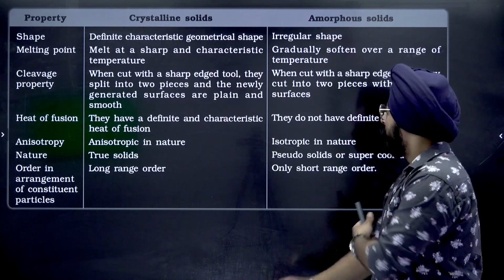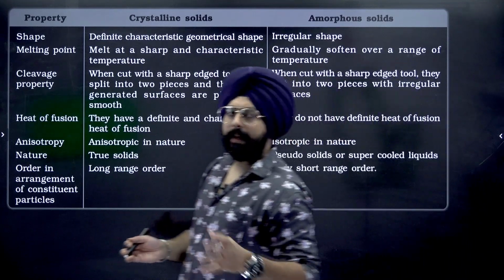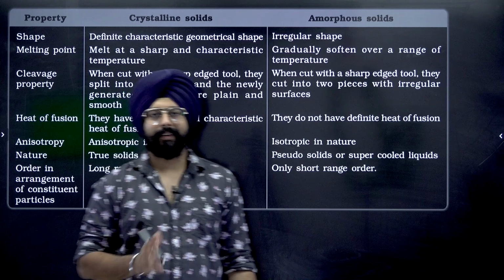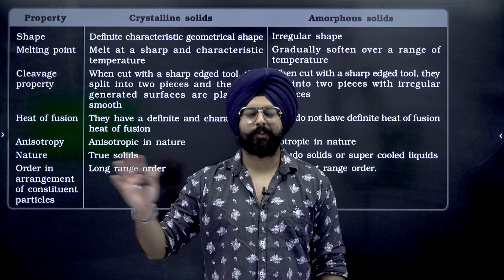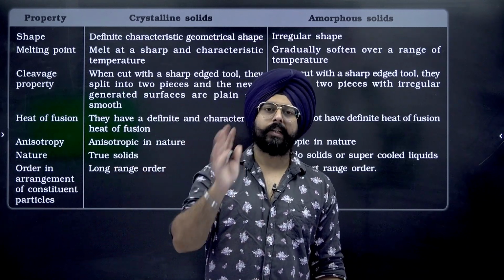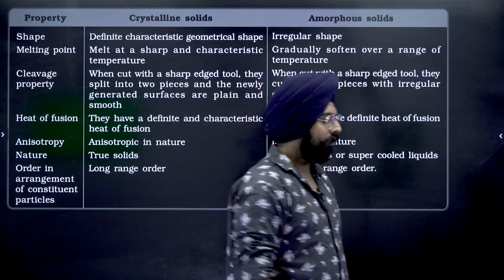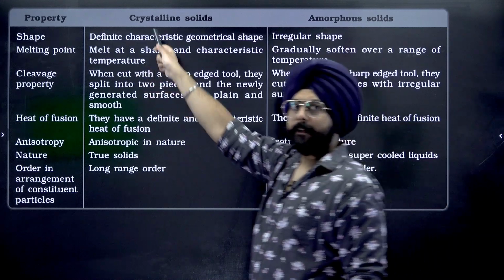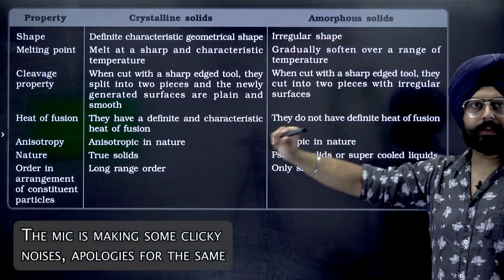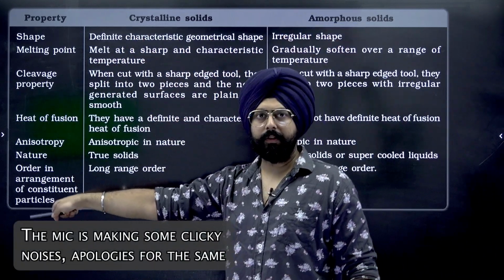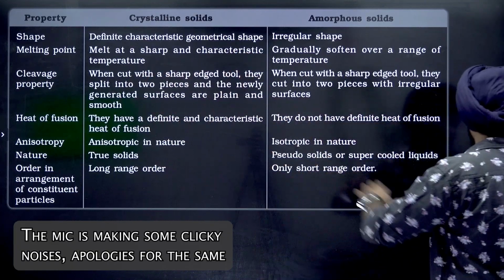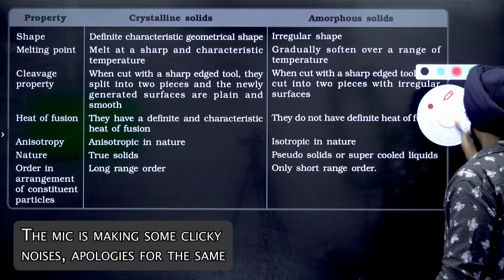Chalo ji, this is a table that you might have seen in NCERT of solid state. I know I told you that solid state has been removed from the NCERT, but still older NCERT PDFs are available online for free. So you can also download them. Crystalline solids versus amorphous solids. Different properties are given. Let's study this table and understand it one by one.